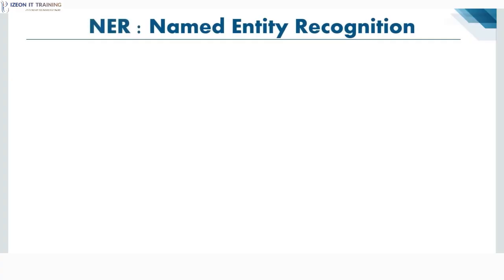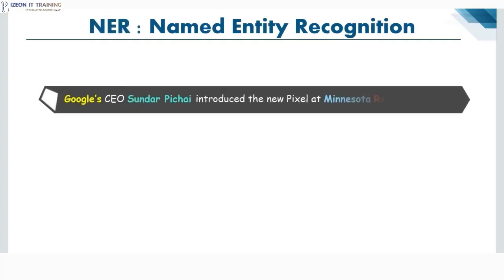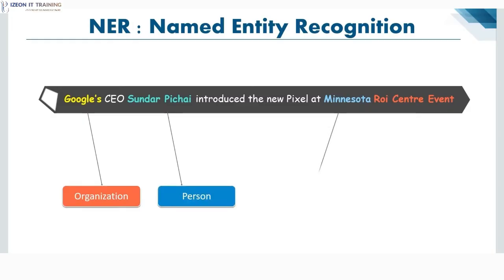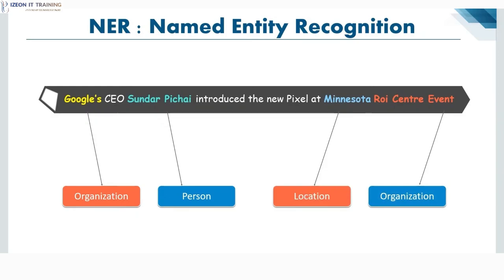So let's take a sentence into consideration: the Google CEO Sundar Pichai introduced the new Pixel at Minnesota Roy Center event. So as you can see here, Google is an organization, Sundar Pichai is a person, Minnesota is a location, and the Roy Center event is also tagged as an organization.